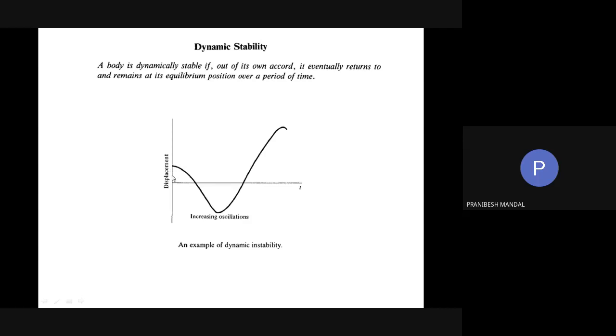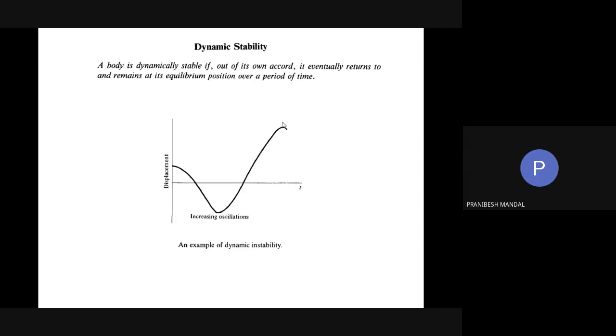So again, from the overshoot, it tries to come back because it is statically stable. And then the next overshoot is even more. And if in this way it goes on, then once upon a time it will become unstable, isn't it? Yes, sir. So this is called dynamic instability.